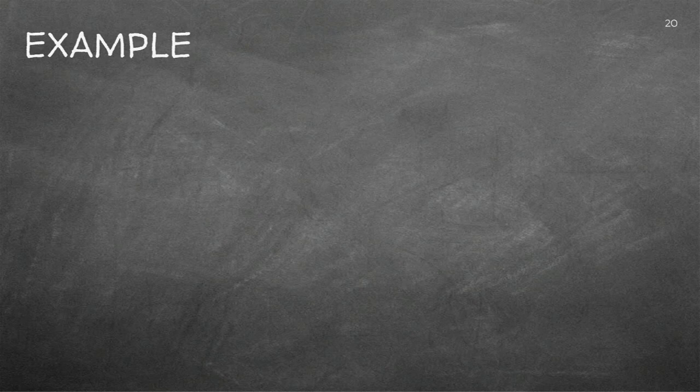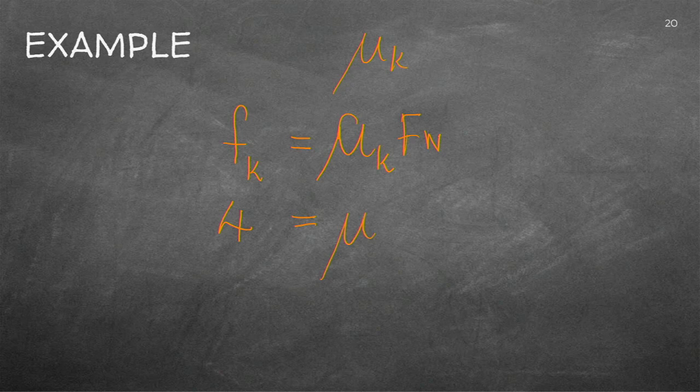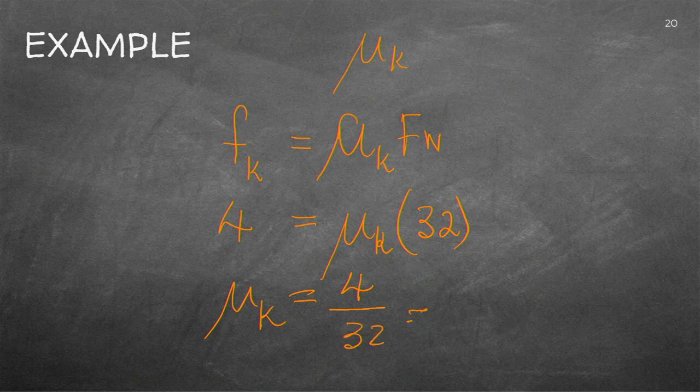Let's go to the second one. We want to calculate the kinetic coefficient. My equation will be, my kinetic friction will be the coefficient times the normal. It's now the 4 newtons. It is again the coefficient, and I'm now using the same normal. The coefficient will be a relationship of 4 over 32, which will give me an answer of 0.125.